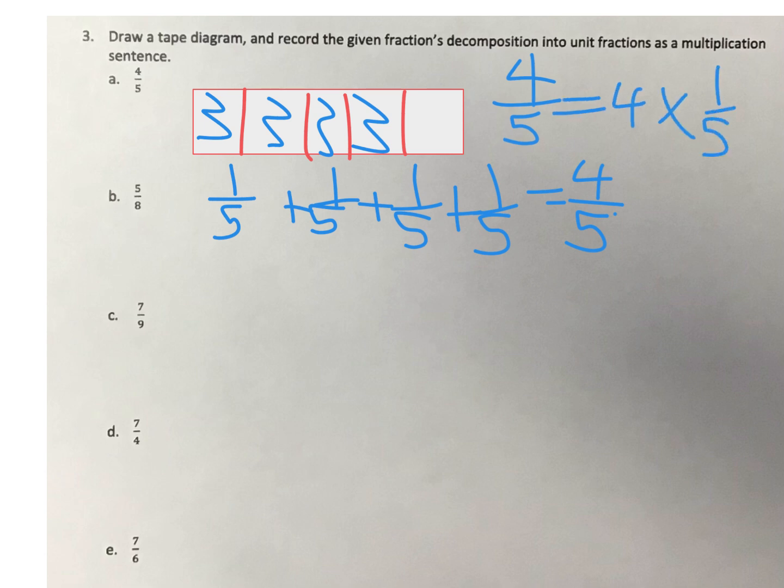Now I think you're going to be able to figure out most of the rest of these, or at least B and C. So let's skip down and go to actually D here. 7/4. So once again, we have to set up the fourths. So here we go. That's my fourths, and so I have 7/4.